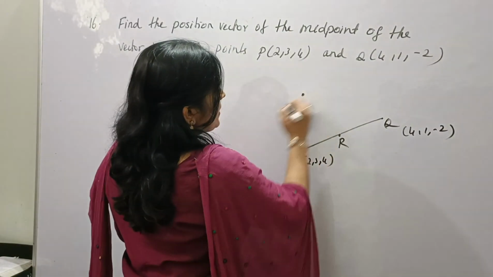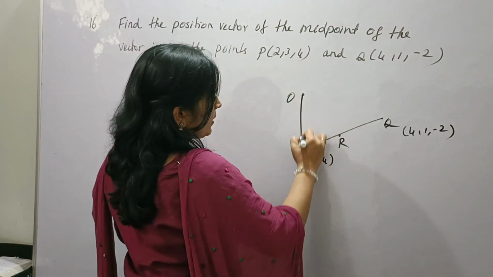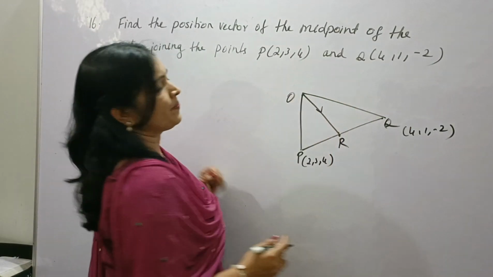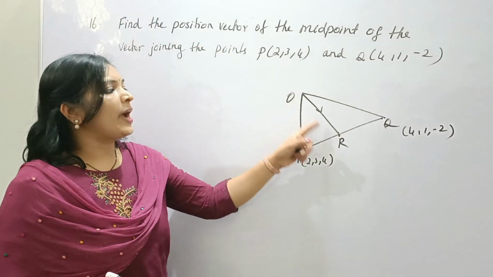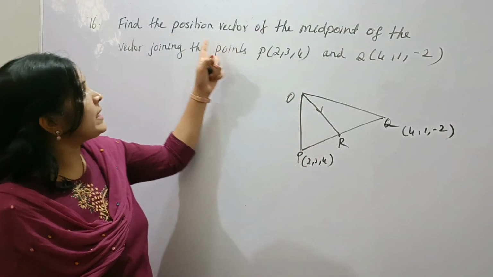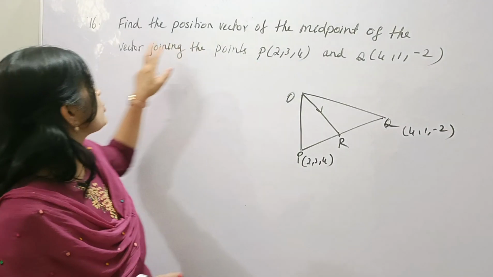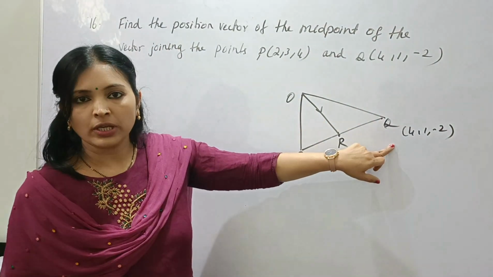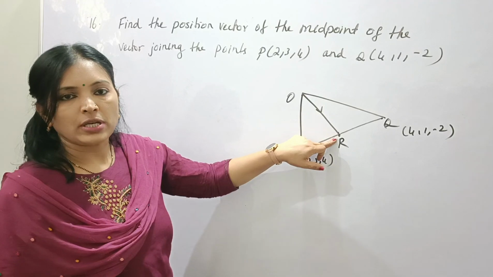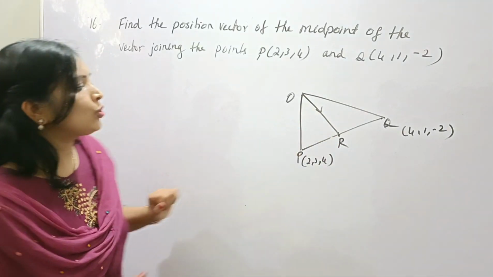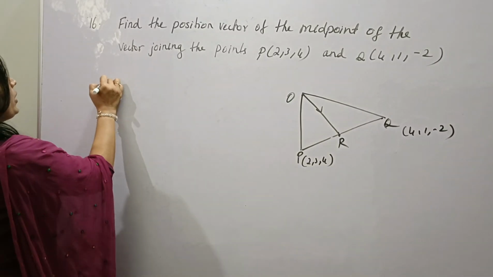So here it is the origin O. Then we have to find the vector OR. We have to find vector OR, that is the position vector of the midpoint of the vector joining the points P and Q. So here we can find the midpoint. How to find it?